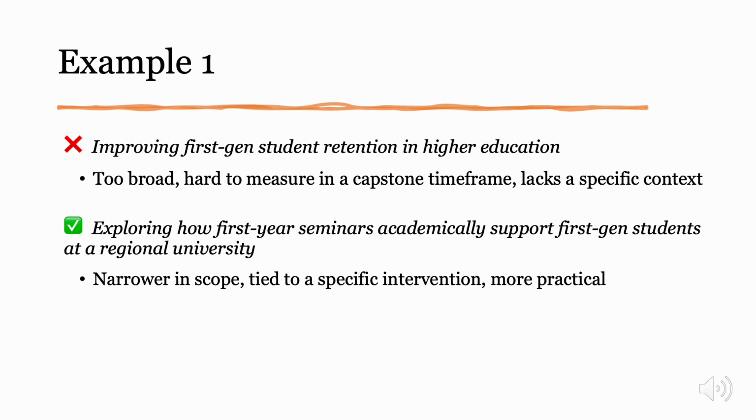Let's start with a common example, wanting to improve outcomes for first-generation students. A lot of students are drawn to this population, and for good reason. But simply stating that you want to improve retention among first-gen students is too broad. That would take years and require institutional level data. Instead, focus on a specific strategy or intervention that you can study. In this case, first-year seminars. A good topic might explore how these seminars support first-gen students academically at your own institution. That shift makes the project smaller in scope and much more manageable.